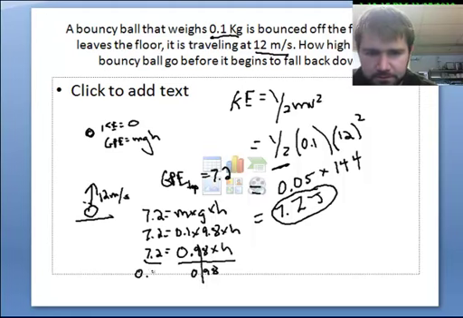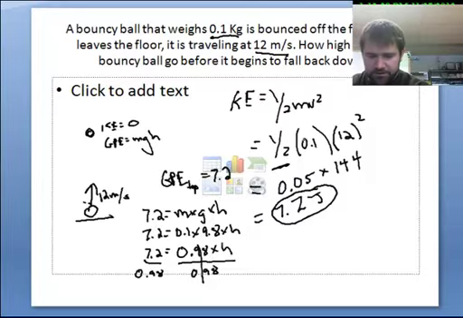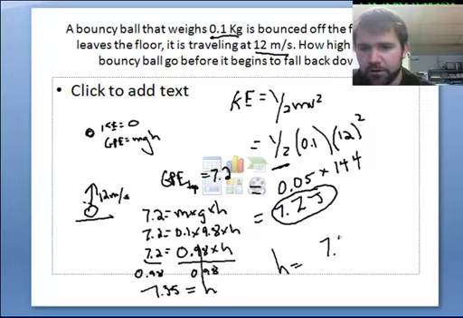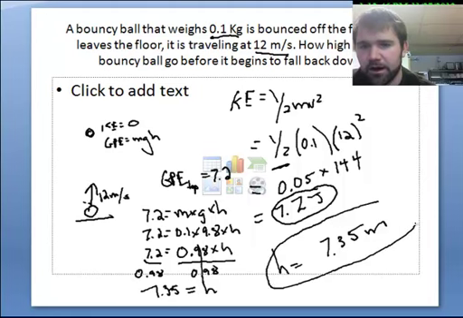I divide by 0.98, it cancels, and therefore 7.2 divided by 0.98 equals 7.346, so I'm going to round that to 7.35. 7.35 equals the height, and therefore height is equal to 7.35 meters in the air. That's how high the bouncy ball will bounce.